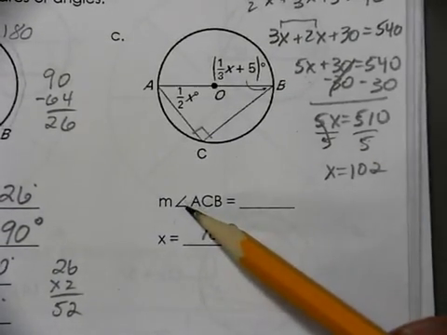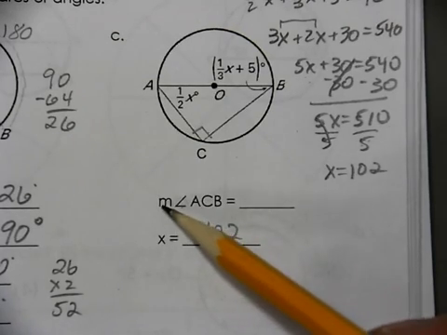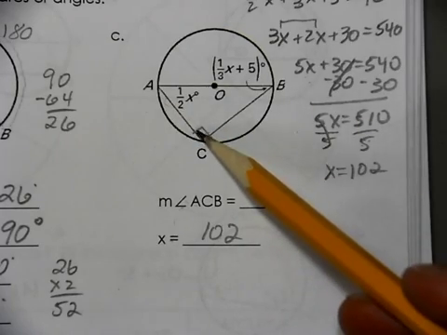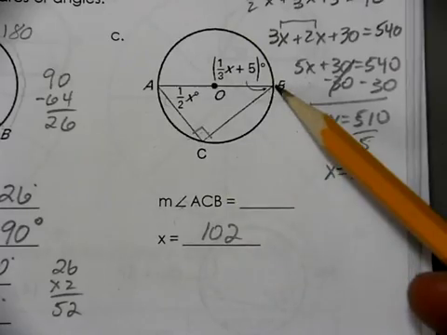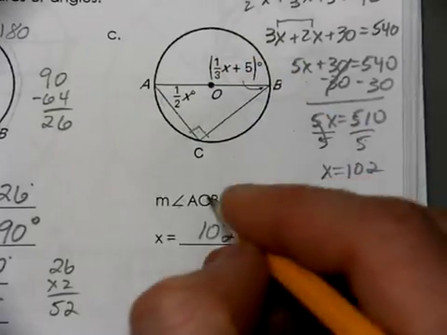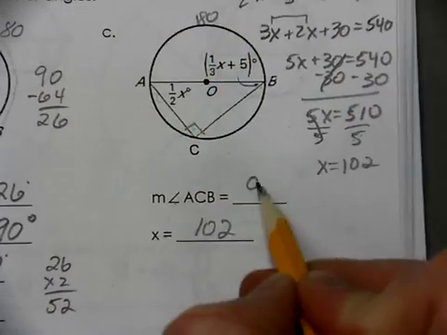Now we're looking at the measure of angle. Notice it's not an arc, but it's an angle. The measure of angle ACB, that is down here. It's an inscribed angle that's touching the endpoints of a diameter. So that opens up to an arc of a semicircle. So you know it's going to be half of the 180.